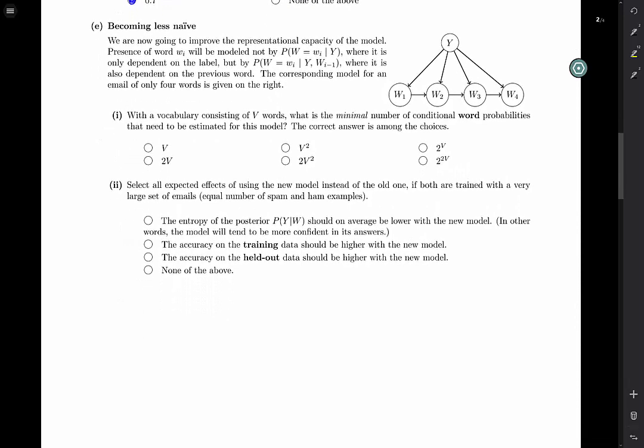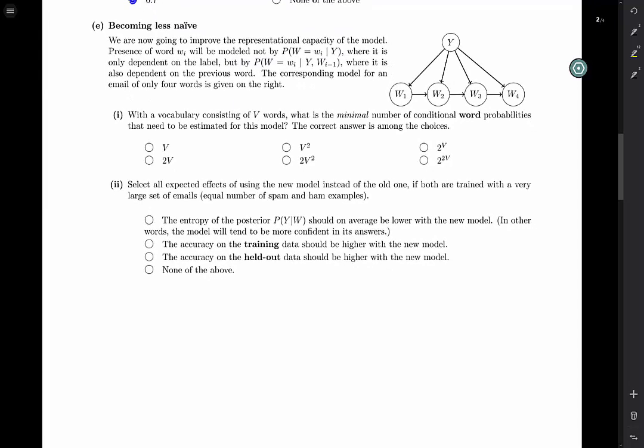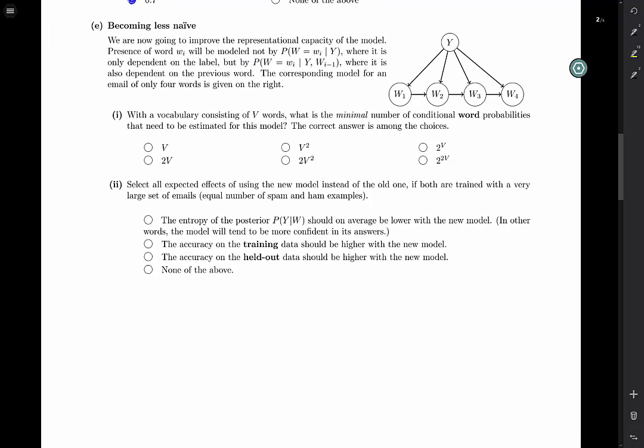Okay, so now on to question E. I'm assuming you've read it. What we're doing is adding these new edges to increase the expressiveness of our naive Bayes model. With the vocabulary consisting of V words, what is the minimal number of conditional word probabilities that need to be estimated for this model?